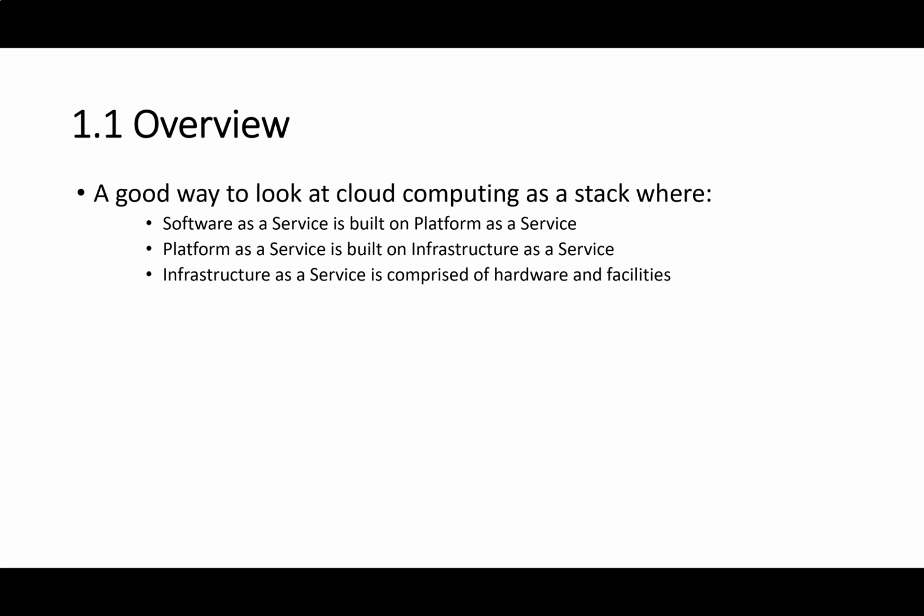Platform as a service is built on infrastructure. Software is built on a platform. So we started with the infrastructure, the hardware and the facilities, going up the stack to the platform. The platform can include the operating system, the databases, the things that are needed to run a system. And then the software is the application itself, usually a web-based, web-enabled software as a service application.